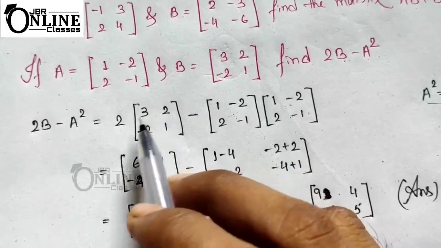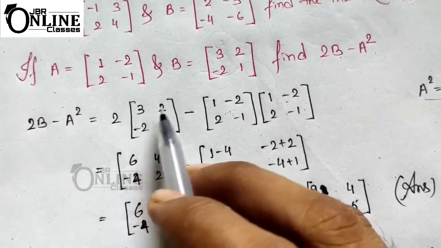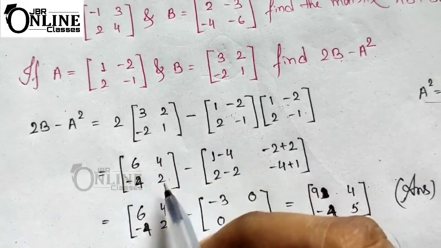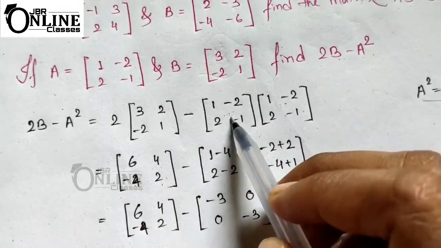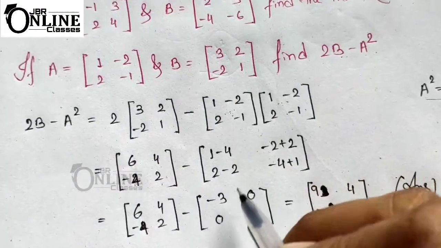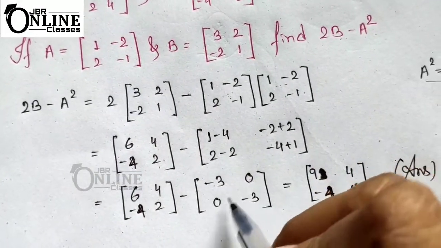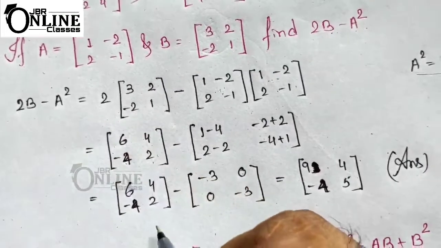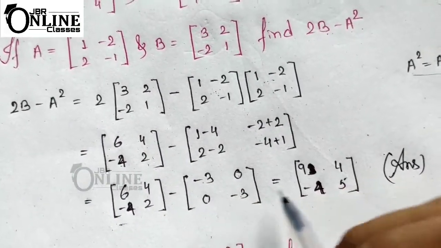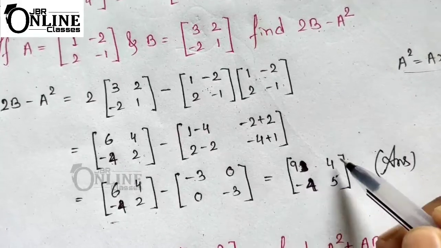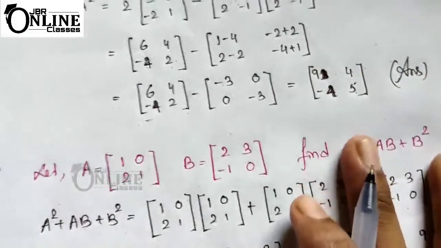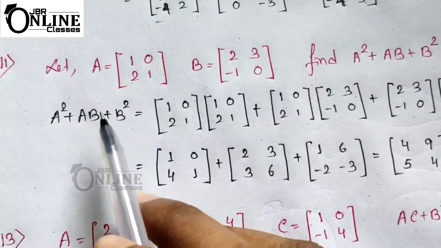So first find 2B. 2 into B: 2 into 3 is 6, 2 into 2 is 4, 2 into minus 2 is minus 4, and 2 into 1 is 2. And here A matrix into A matrix, you will find [[-3, 0], [0, -3]]. So now you have 2B minus A square. The 2B matrix minus A square, and finally we'll get [[9, 4], [-4, 5]]. Now the next one, sum number 11.